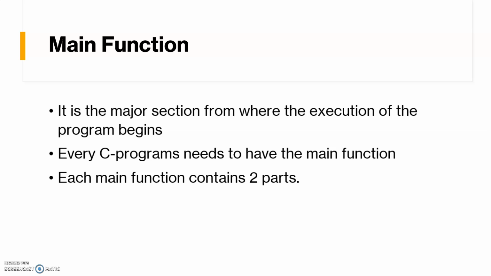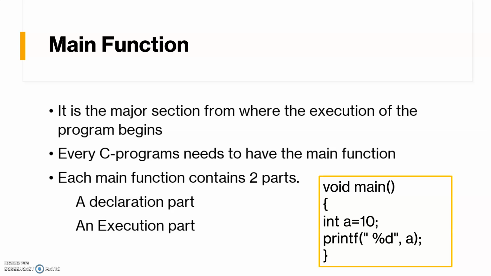Normally this main function consists of two parts. The first part is the declaration part, and the second part is the execution part. I'll show you one example. If this is the main function you are considering, here the variable a equal to 10, whichever I'm writing, can be called the declaration part, and the other statements can be called the execution part, and these statements are combined as part of the main function by putting them in between the flower braces like this.